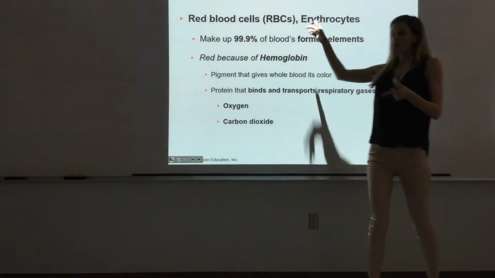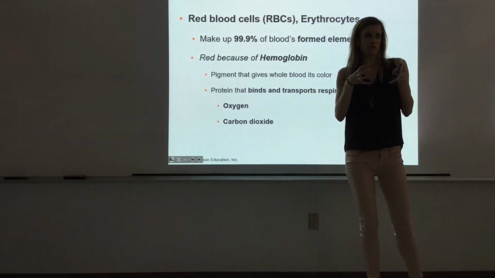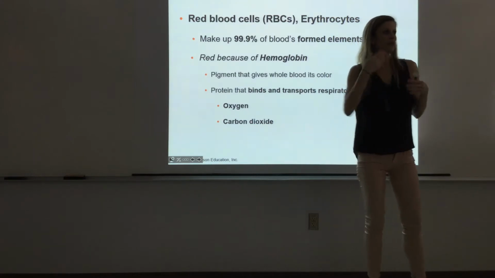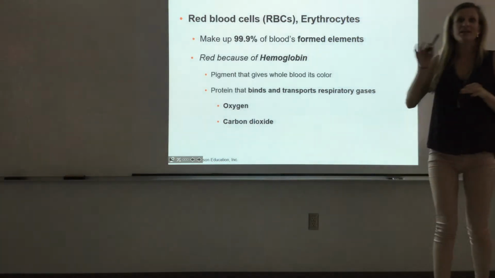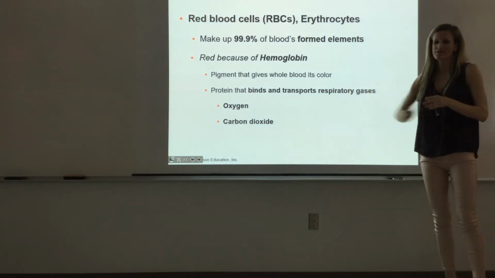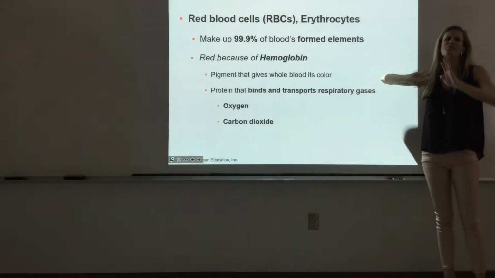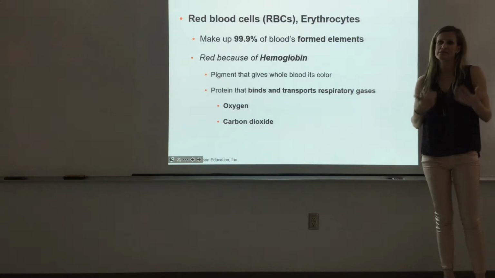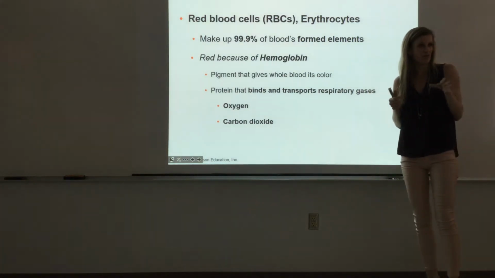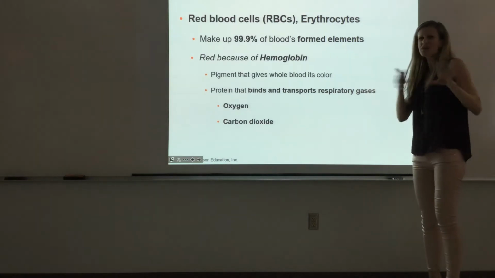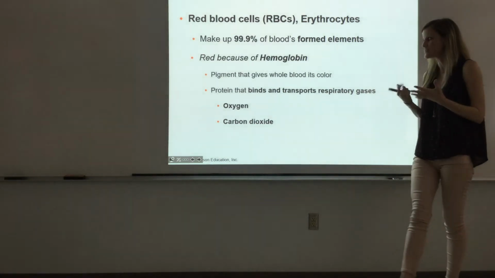Again, remember that the formed elements are the cells that are present in our blood, right? Red blood cells, white blood cells, platelets, and 99.9% of those formed elements are red blood cells. So they're by far the most common cell that you're going to see in the blood. And they make up just less than half of your blood on average. About 46% or so of your blood is red blood cells.